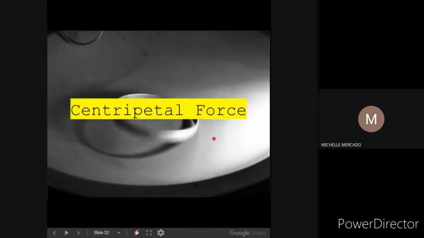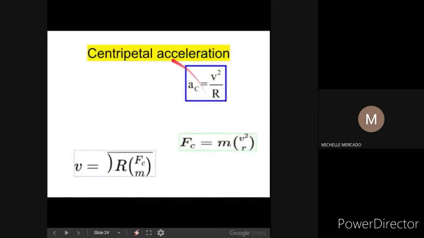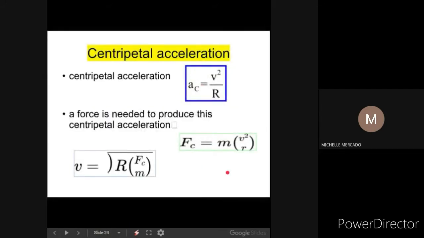Okay, next, centripetal force. Again, when we say centripetal force, it is defined as the force that is necessary to keep an object moving in a curved path or in a circular path. Okay, ano po yung mga formulas na gagamitin natin? But first, ano po ba yung tinatawag natin centripetal acceleration?